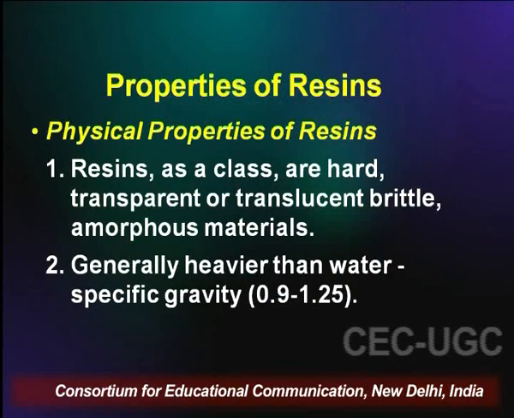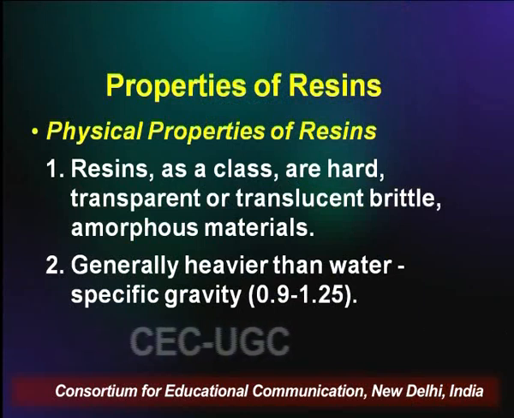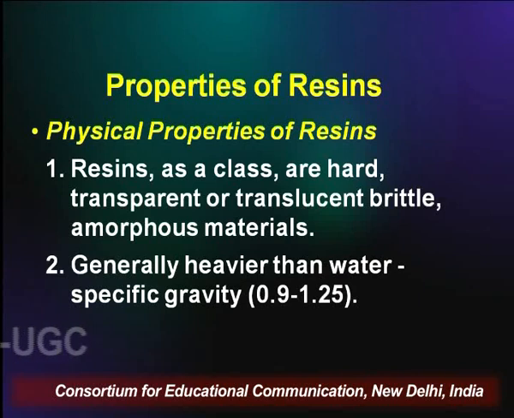Now we will discuss the properties of resins. First, we will discuss the physical properties of resins. Resins occur as hard, transparent or translucent, brittle amorphous material. As I mentioned in my first slide, these are the uncut jewels that were mentioned by Robert Frost in his poem The Gum Gatherer.